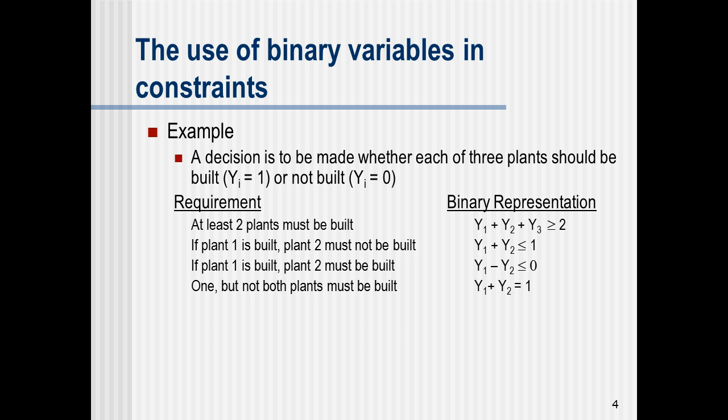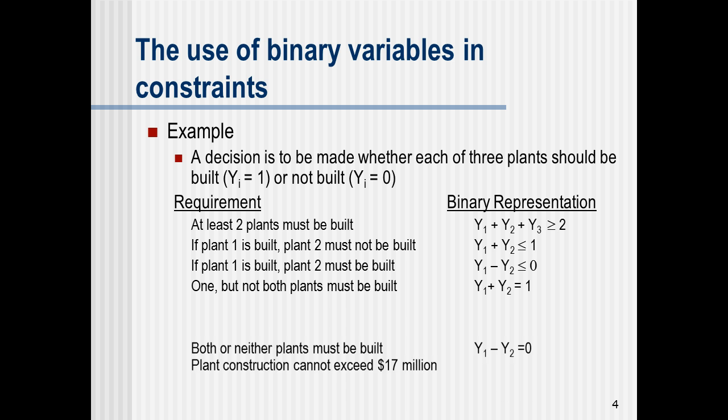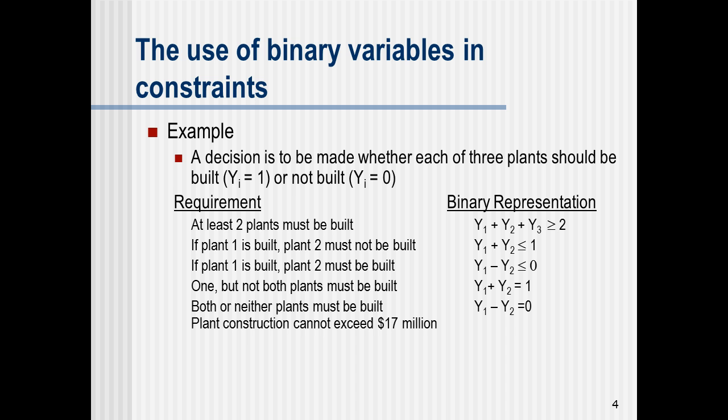It's written that way. One but not both plants must be built: Y1 plus Y2 is equal to 1. Forcing one to be on. Both or neither, this is setting them equal, saying they have to be done together or not at all.